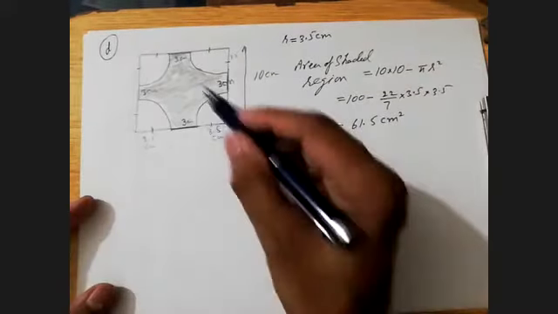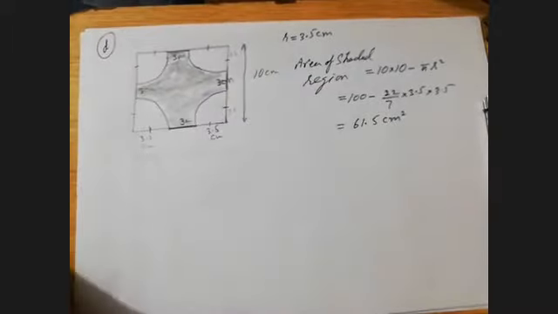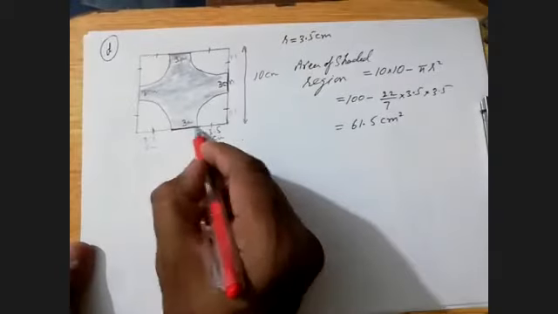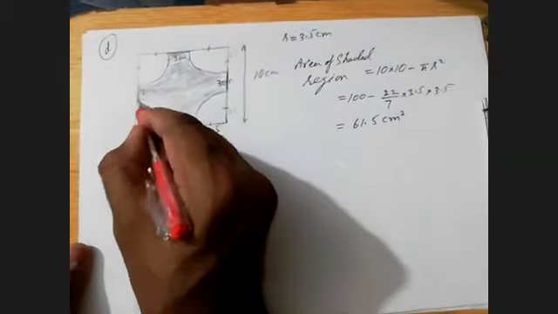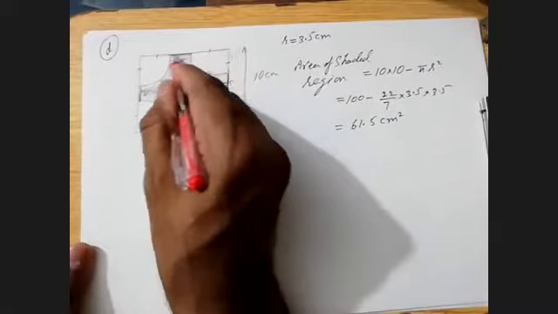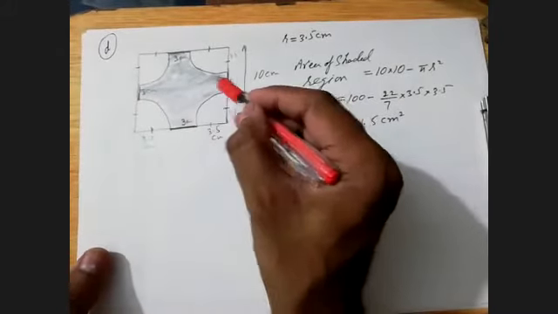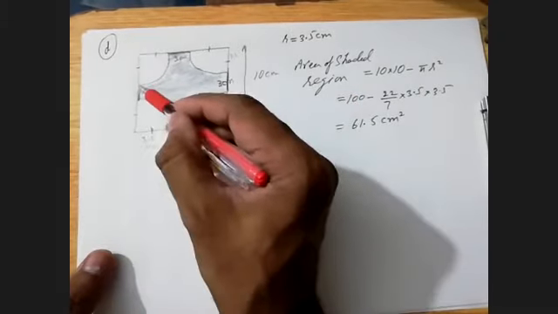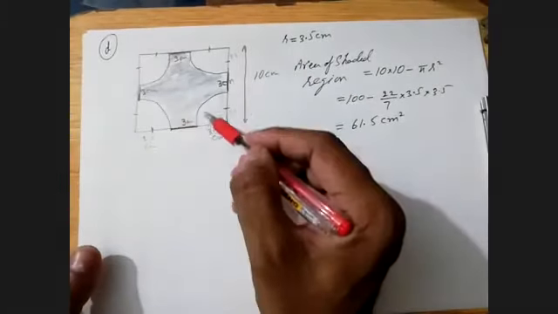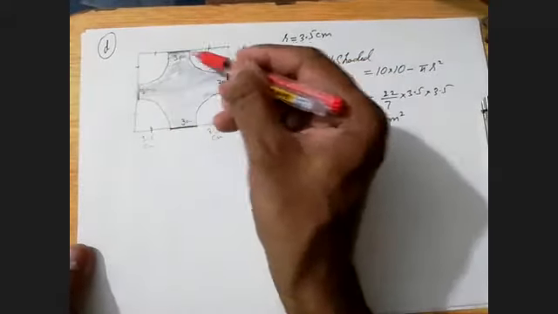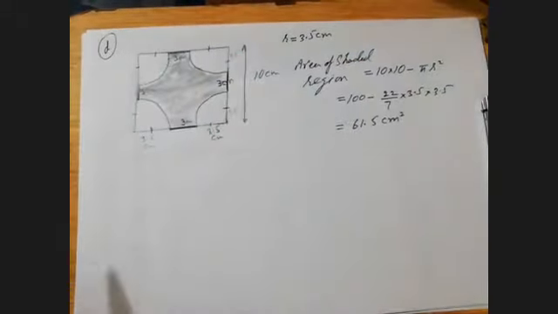Now I have to find out the perimeter. As far as the perimeter is concerned, you can see that there are four straight lines of 3 centimeter each, which are surrounding this shaded region along with these four arcs. There are four arcs making the one full circle. In addition to that, there are four straight lines measuring 3 centimeter each.